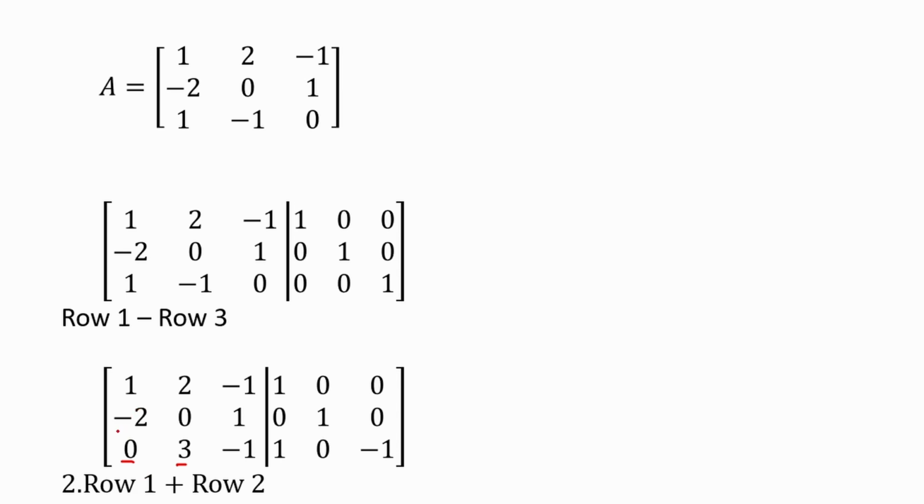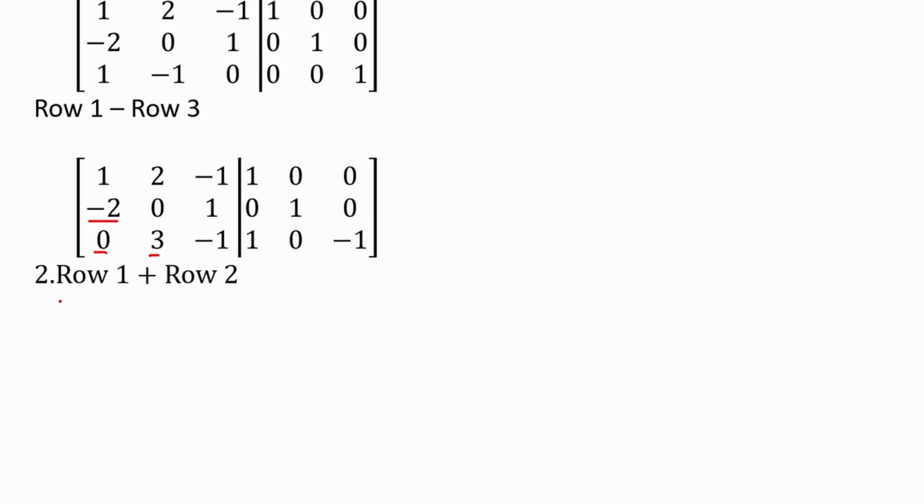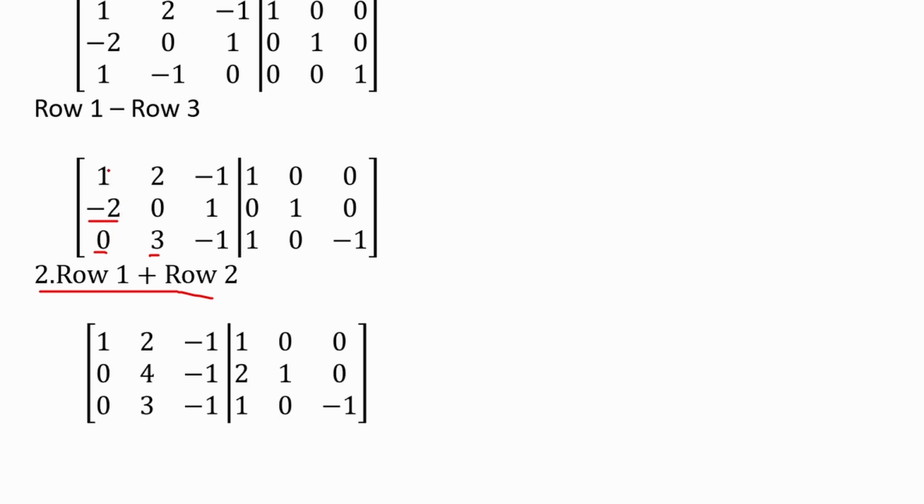Next, I want to change this one into 0. So to do that, I will need to do 2 times row 1 plus row 2. So 1 times 2 is 2 plus minus 2 will be 0. 2 times 2 is 4 plus 0 is 4. Minus 1 times 2 is minus 2 plus 1 is minus 1. 2 times 2 plus 0 will be 2. This one will be 0 still. This one will be 0 plus 1, 1, 0 plus 0, and this one will be 0.